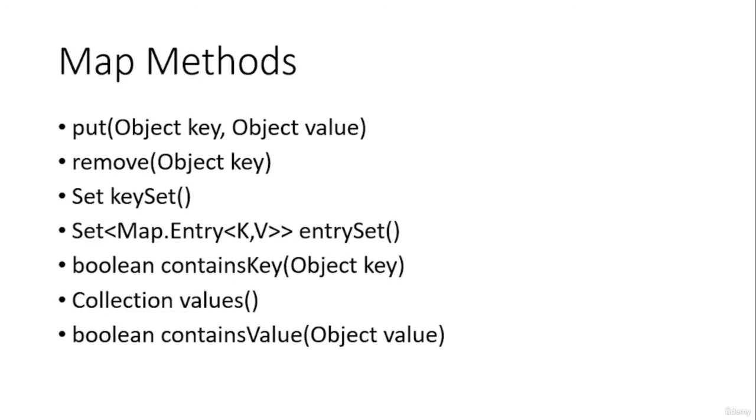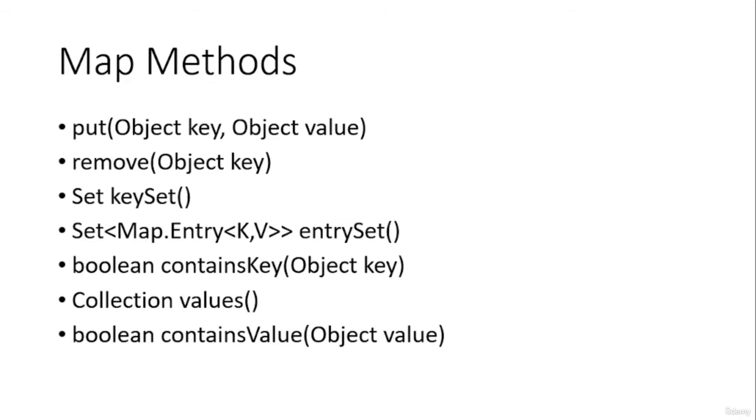The first method is the put method. The put method is used to insert elements into a particular map. We have to provide the key value pairs as objects. The next method is the remove method, which removes the particular object from the map. Next is the keySet method. If we want to get a set of all the keys present in the map, we can use the keySet method. It will retrieve a key set, and you can iterate through the keys to print the values also.